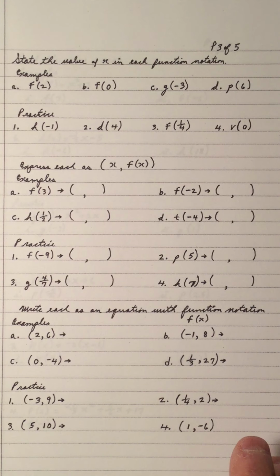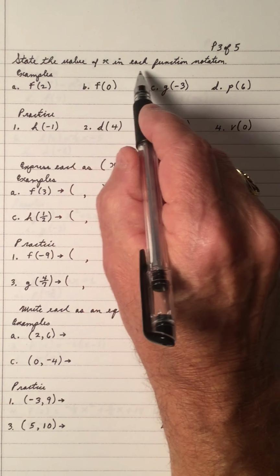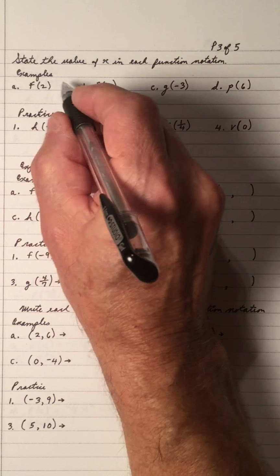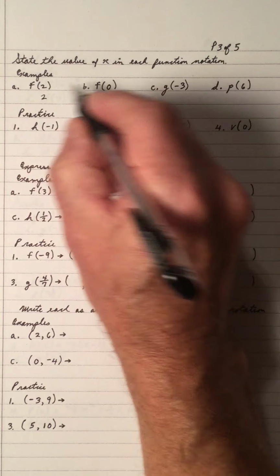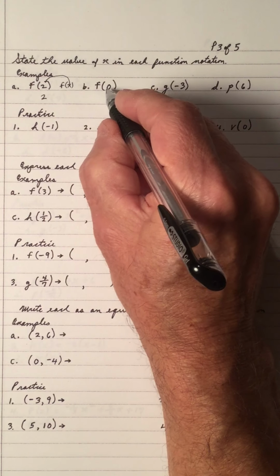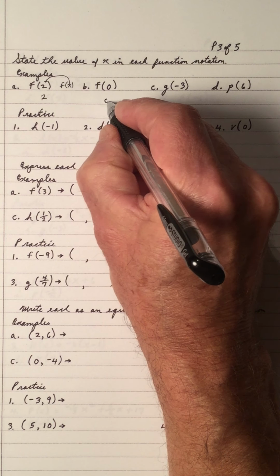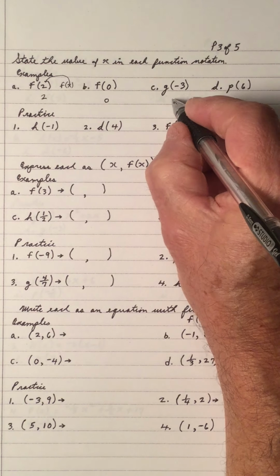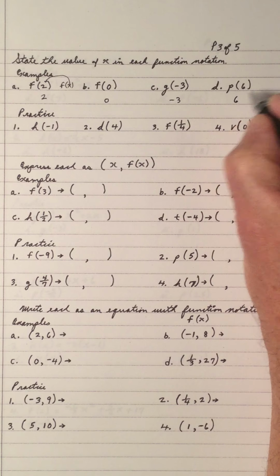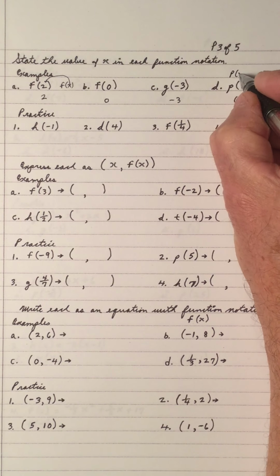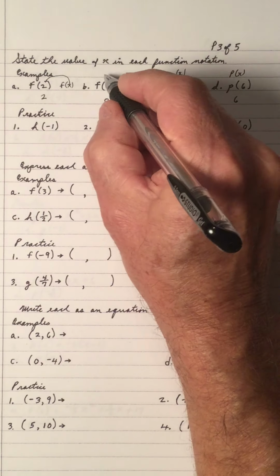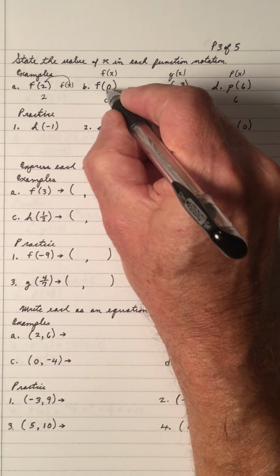Let's do some examples, different types of questions. State the value of x in each function notation. Number 1, this is f of 2, so that means x is 2. f of 0, x is 0. g of negative 3 means x is negative 3. p of 6 means x is 6. Again, p of 6, x is 6. g of negative 3, x is negative 3. f of 0, x is 0.